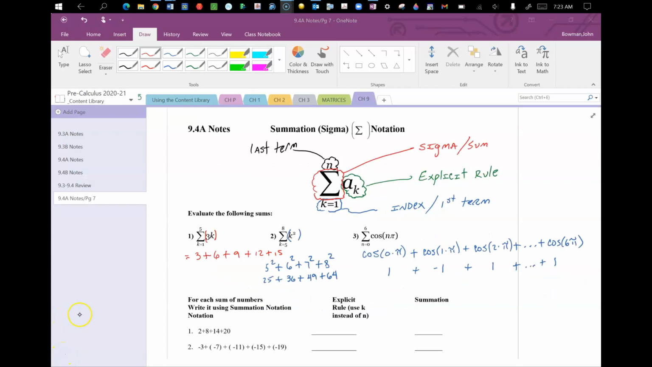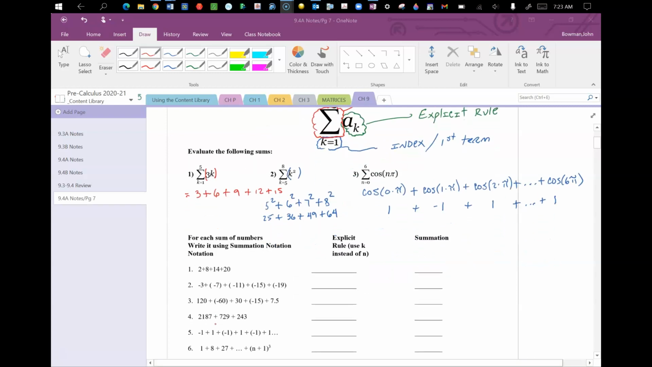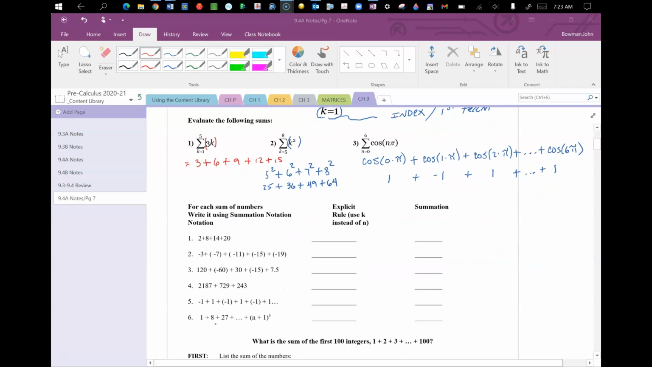The next thing that we're going to do is take the series given to us in the forms shown below, and first write an explicit rule. We're going to use k instead of n just to be consistent with our textbook, and then we're going to write that series using sigma or summation notation. Now you will notice that in your notes the numbering is slightly different if you're not in my class, but they are the same examples.